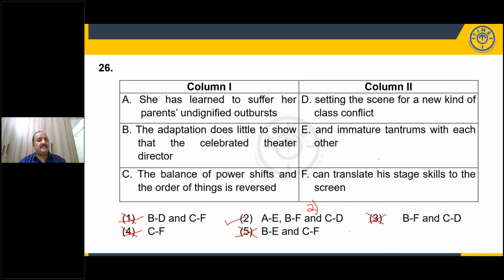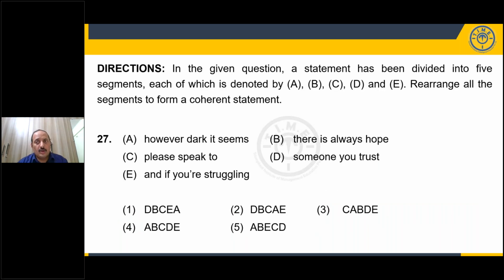The last set, 27 to 30, is an example of what we call sentence jumble. The sentence is divided into 5 statements. There are 5 parts. I have to rearrange them to form a complete sentence. So let's try that out. First is the 27th one. This can also be done via the options. So if you see in the options, I have D as a first line, C as a first line, and A as a first line.